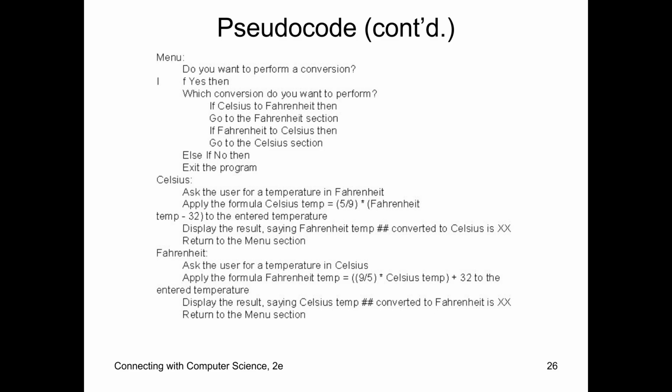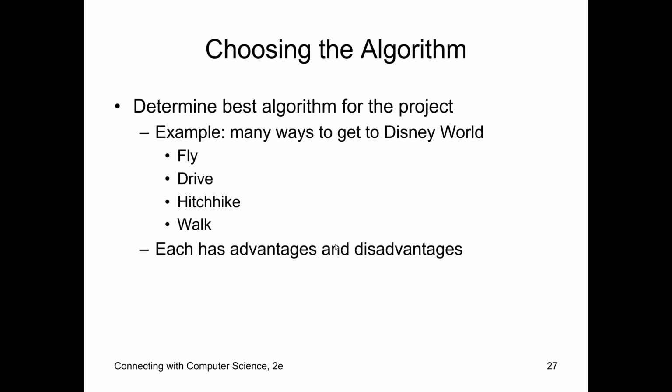Again, just pick out this is what you want to do. Do you want to convert it, get the input? Do you want to convert to Celsius? You want to convert to Fahrenheit, display the results, and then write the code to do it. So, what's the best algorithm? Well, that's a hard question.